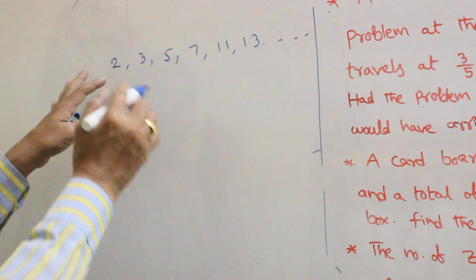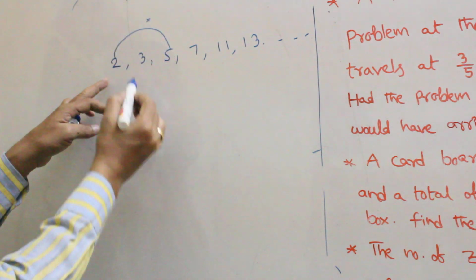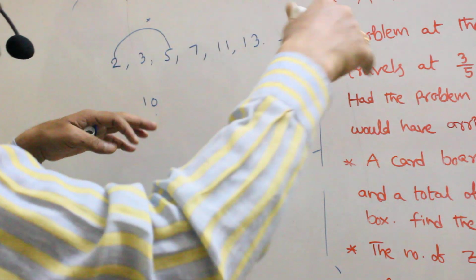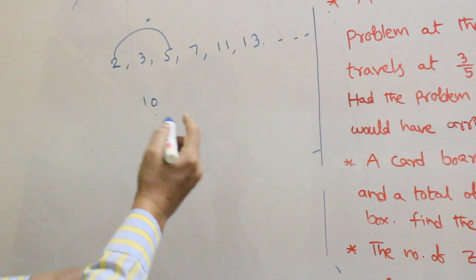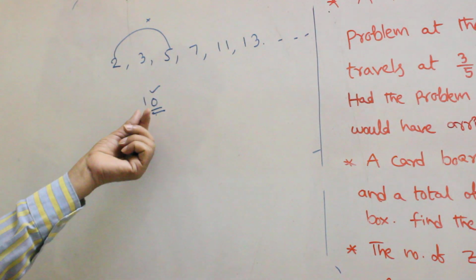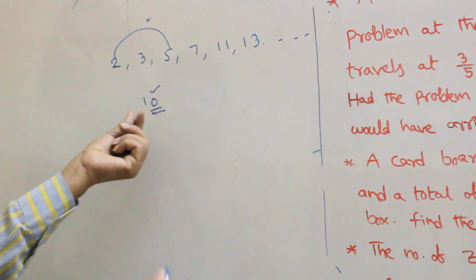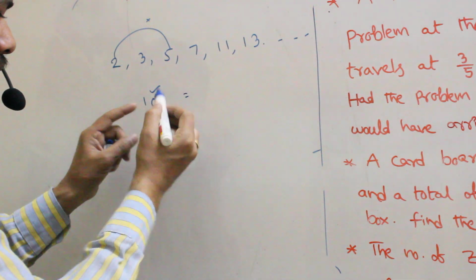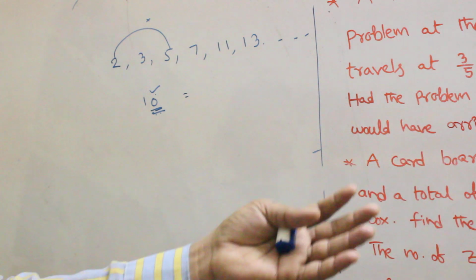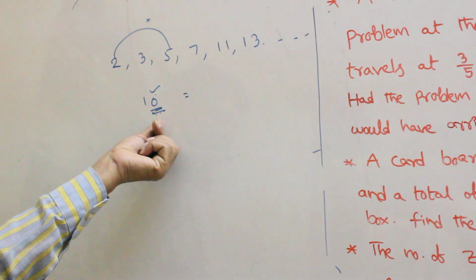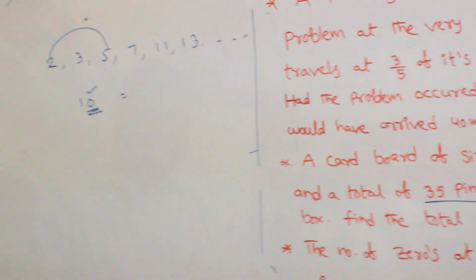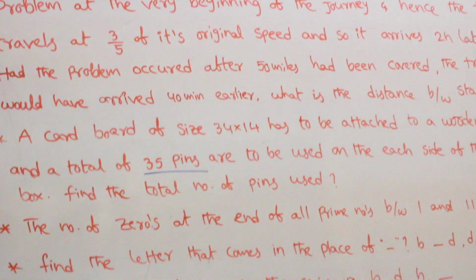But in this one, the product of 2 into 5 gives 10. 10 into the product of any other prime number, you get the end value as 0. Only 1 zero will be there at the end. The end of the product of all prime numbers from 1 to 1111 has only 1 zero as the last digit. Next, coming to the next question.